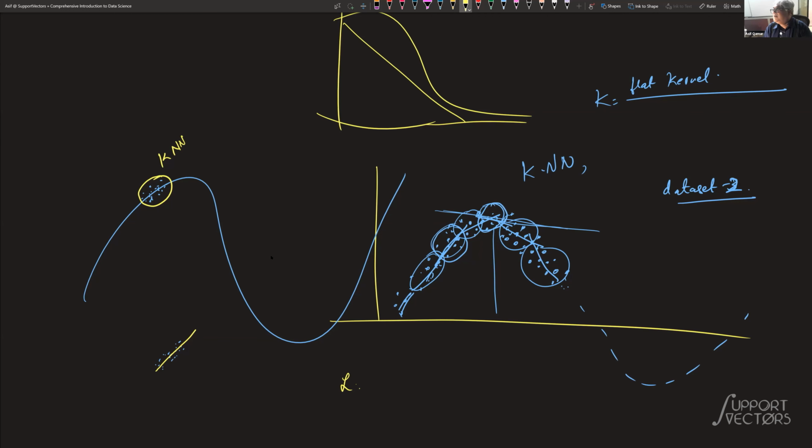Support vector machines. Okay, it ties up with that. It's a good segue into that. That kernel is slightly different and more complicated, but it is related. So we'll do support vector machines next week.